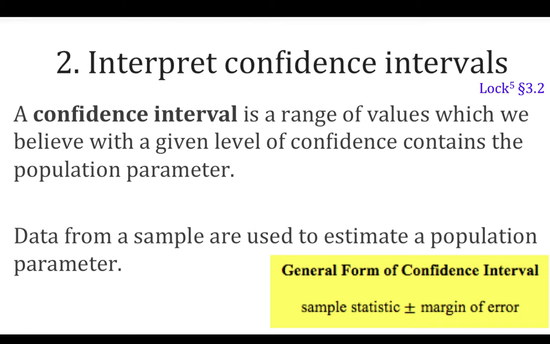This is the general form of a confidence interval that we'll be working with throughout this course. It's the sample statistic, so the sample mean, sample proportion, correlation, or any of the sample statistics that we saw earlier, plus or minus the margin of error. The margin of error is determined by two different factors. First, your level of confidence.